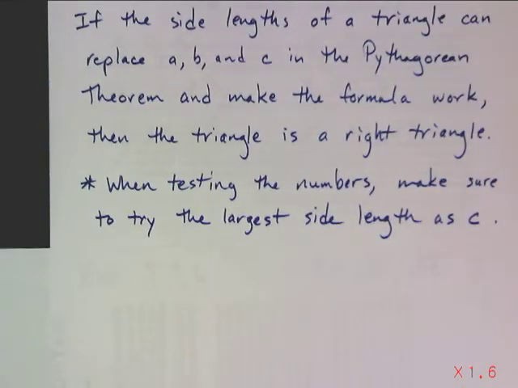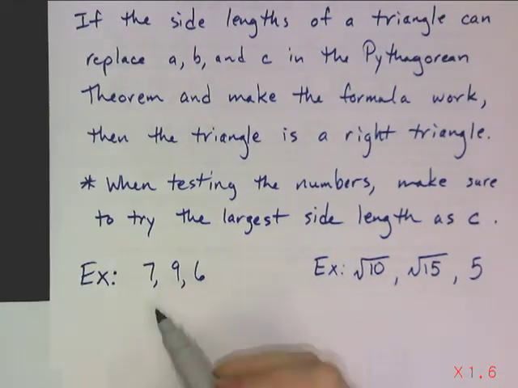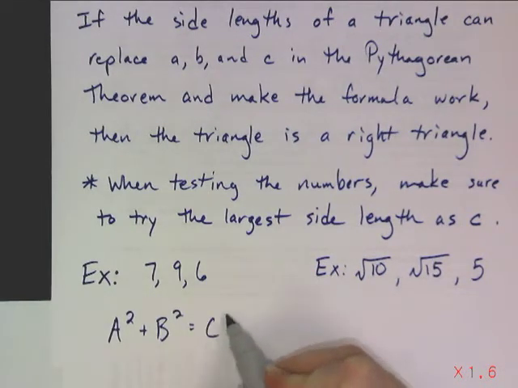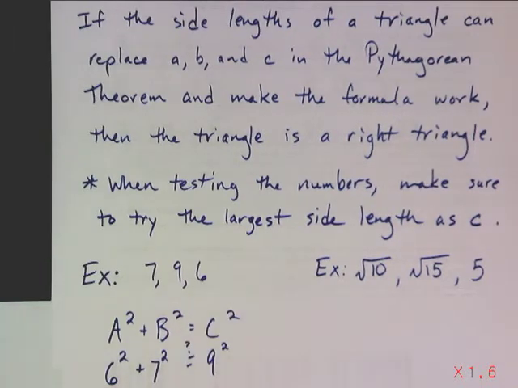So let's look at a couple of examples. If I have a triangle with side lengths of 7, 9, and 6 units, I want to put these 3 numbers in my Pythagorean theorem, but I have to remember to put the largest one in as C. What's the largest one? 9. 9 has to fill in for C. My 2 shorter sides are my legs, and it doesn't matter which one is which. Now, I shouldn't really put an equal sign here. I don't actually know if it's equal.